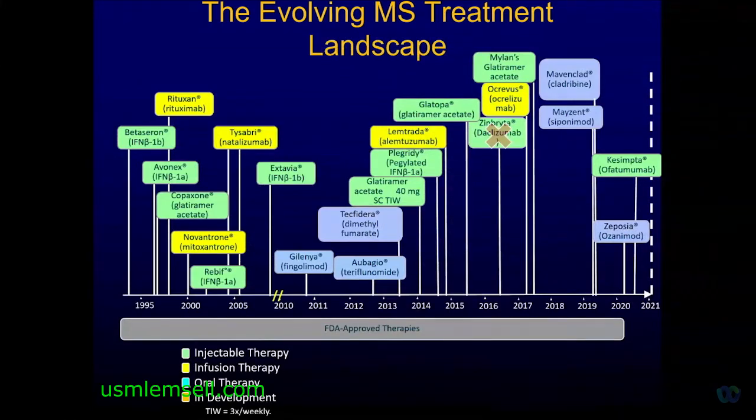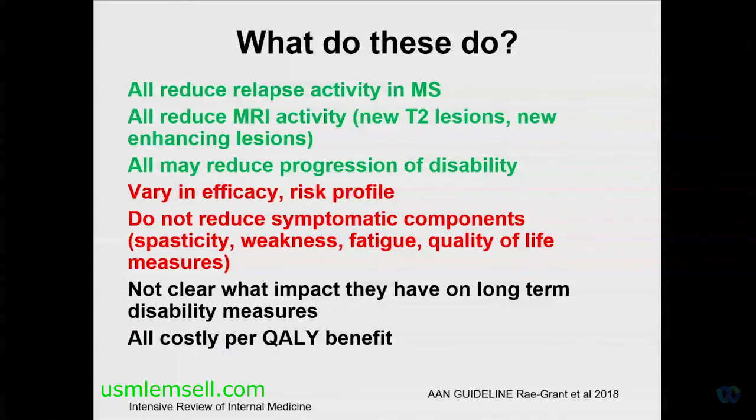A lot of medications have been approved since 2010, and actually even more since I updated this slide. This could be a lecture in and of itself. There's injectable therapies, oral therapies, and infusion medications. The goal behind all these medications is that it reduces inflammatory activity, so reduces new lesions popping up on MRI, and reduces the clinical activity, so reduces clinical relapse.